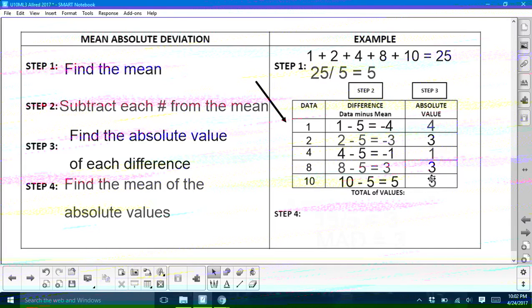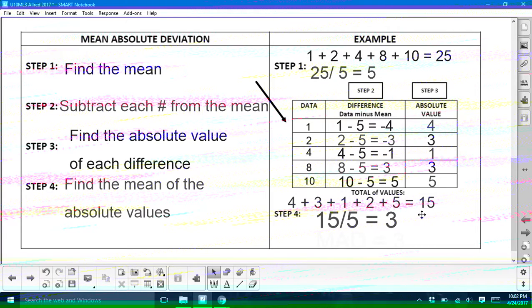You're going to find the average of those new numbers. 4 plus 3 plus 1 plus 3 plus 5 is 16. Actually, the video says 15, and 15 divided by 5 is 3. So the mean absolute deviation, the average of how far away those numbers are from the average, is 3.